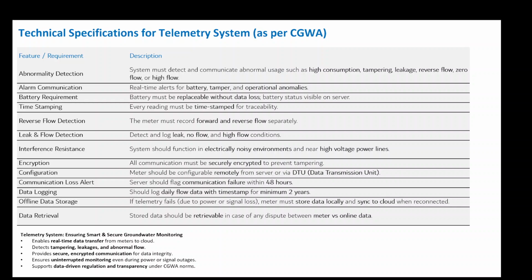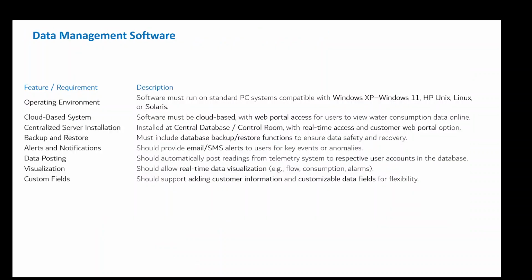So basically the telemetry system enables real-time data transfer from meter to cloud, detects tampering, leakages and abnormal flows, and provides secure encrypted communication for data integrity, and monitoring even during power or signal outage. So these are some important things mentioned.